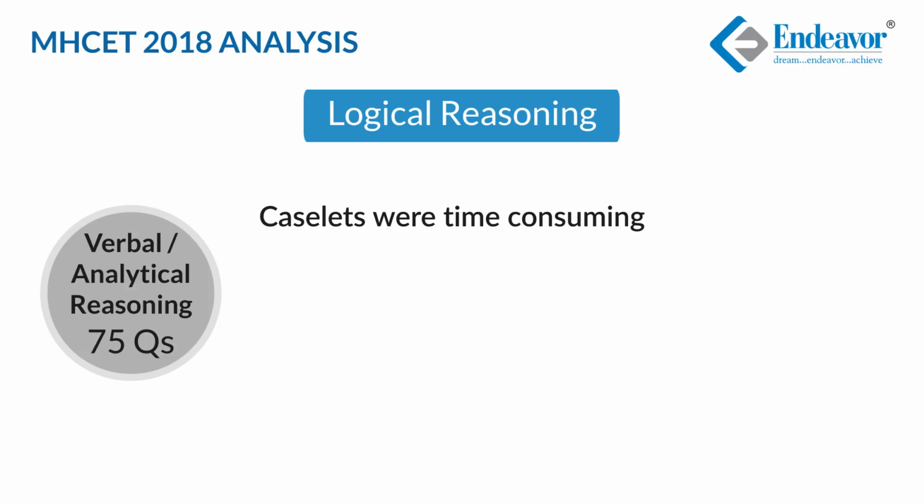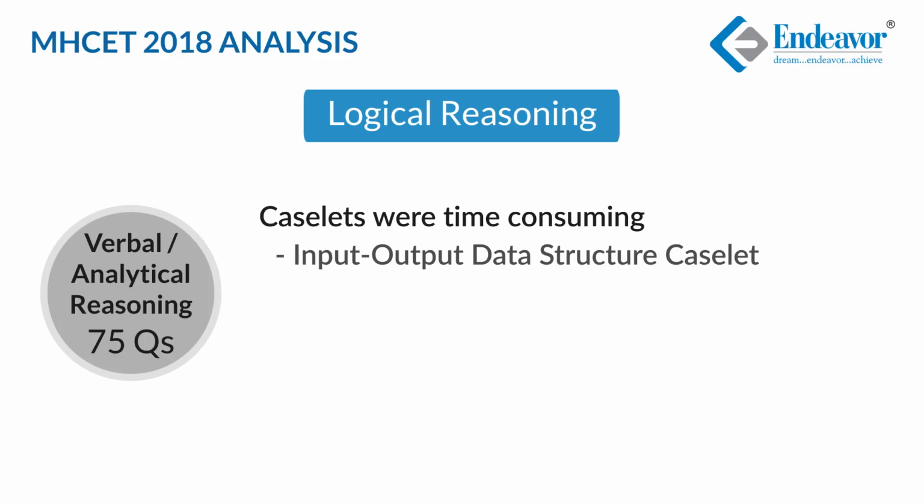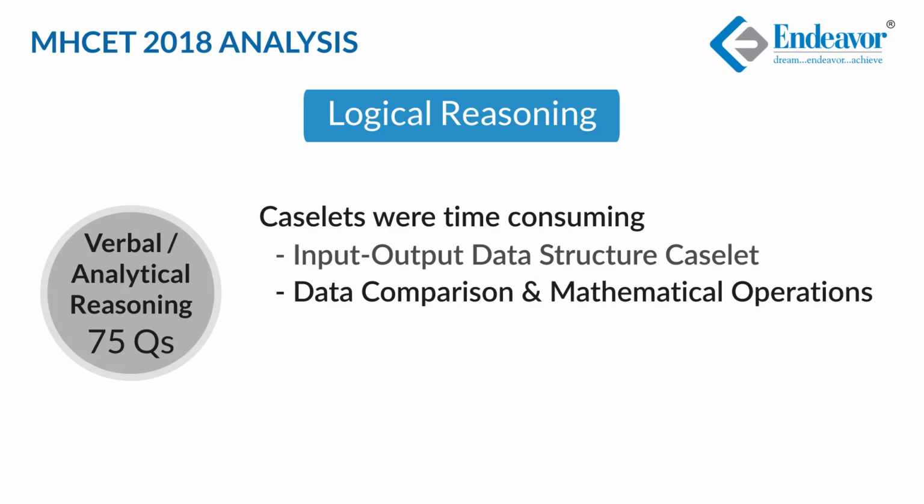The problem with these caselets was that these were very time consuming and one could solve only about 2 or at the very maximum 3 of the caselets. So the key here was to pick the right caselets to solve in the shortest amount of time. There was also an input-output or data structures caselet of medium difficulty level with 5 questions in it. There were 5 questions based on data comparison and mathematical operations this year.